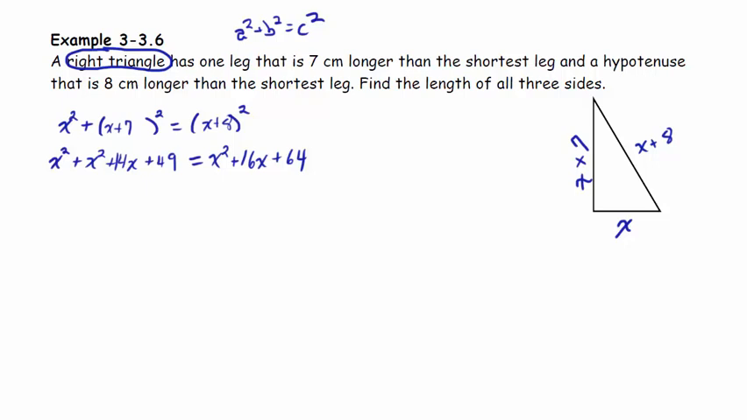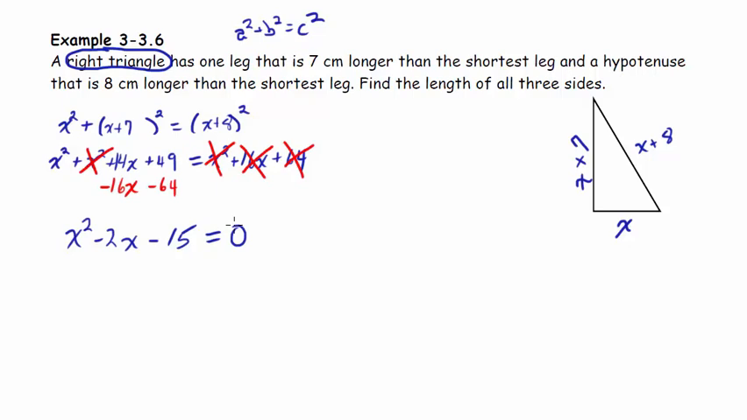Now I want to get 0 on the right-hand side. So I have an x squared term here and an x squared term here, and those are going to cancel. Now I want to get rid of this 16x, so I'm going to subtract 16x. And then I want to get rid of this 64, so I'm going to subtract 64 from this constant term. So we get x squared minus 2x minus 15 equals 0.